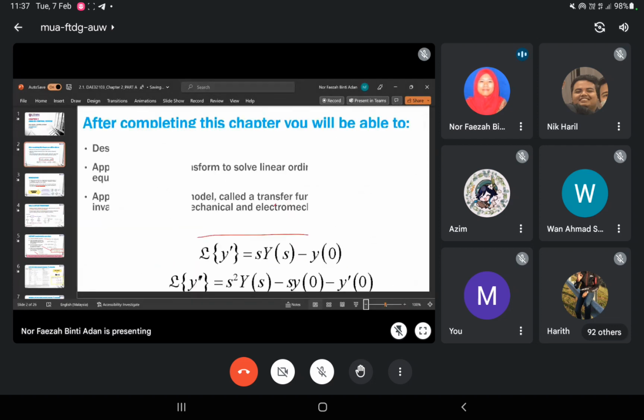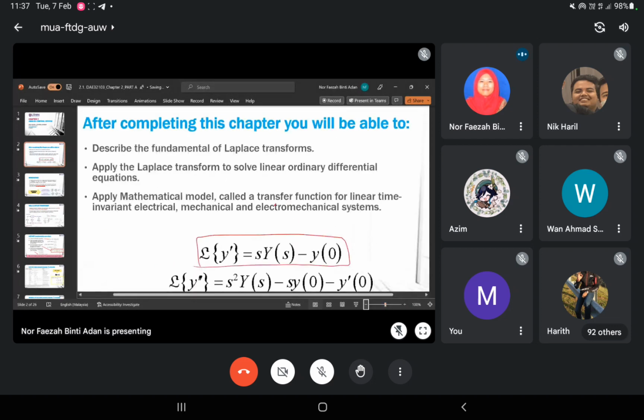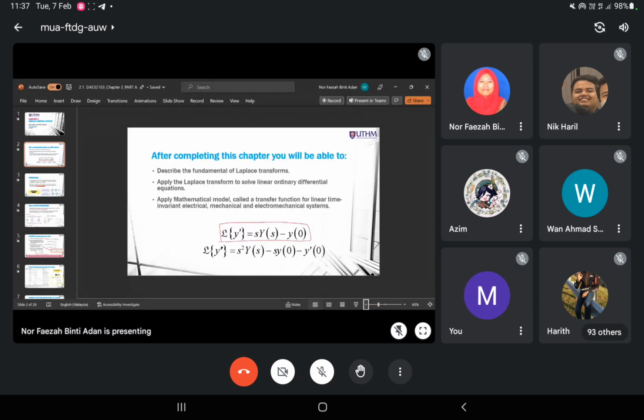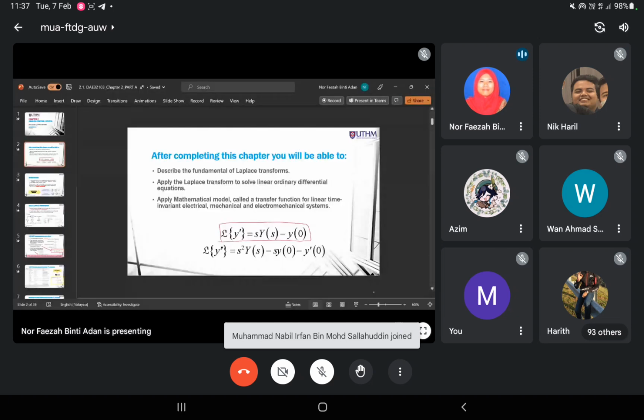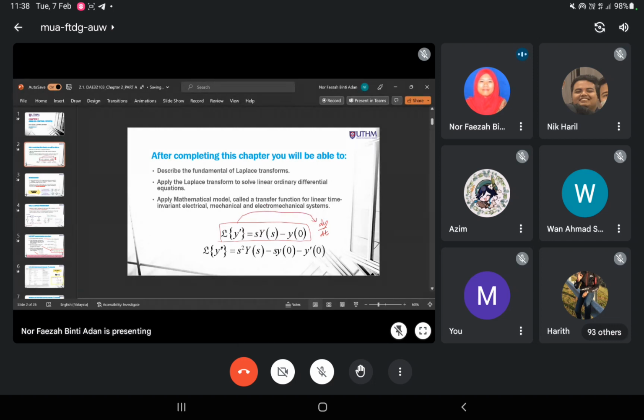Okay, so when you want to convert dy over dt, so y prime ni adalah dy over dt, mesti kena ingat that your S domain has two parts: SY(S) minus y naught. So this y naught is initial condition.